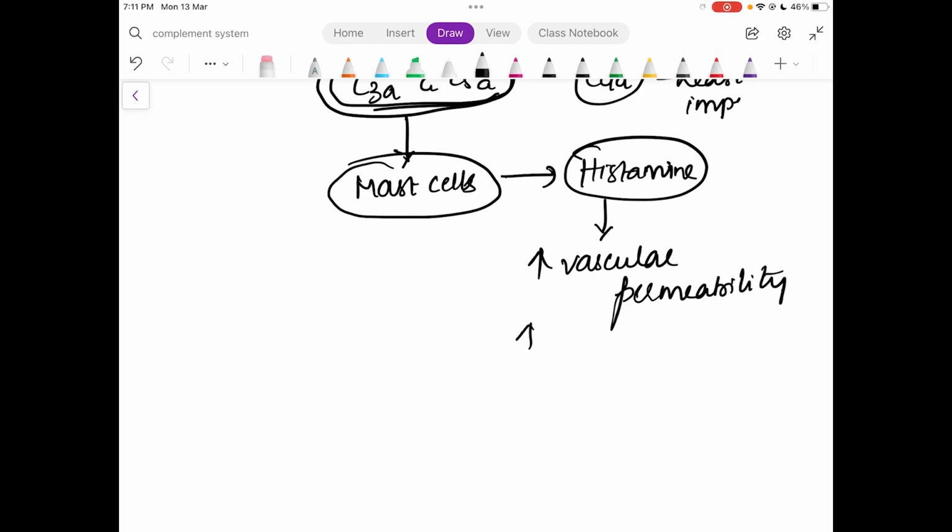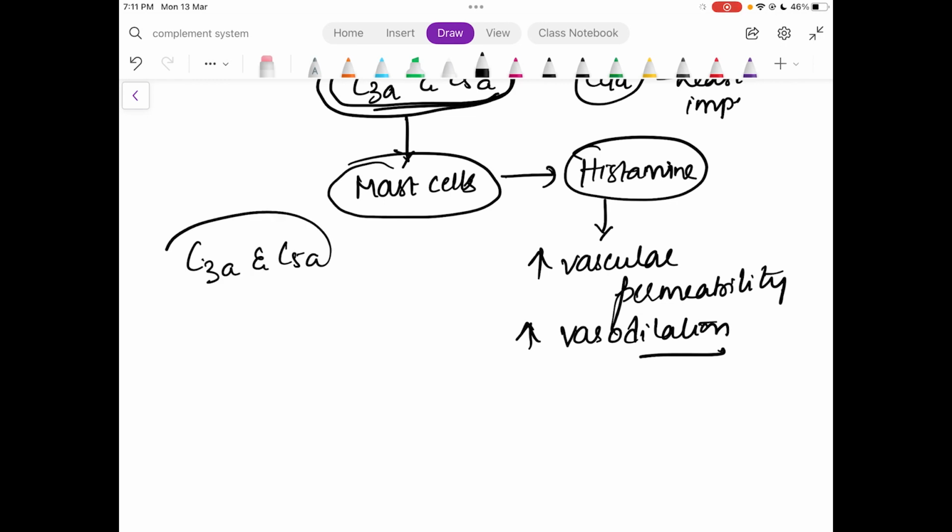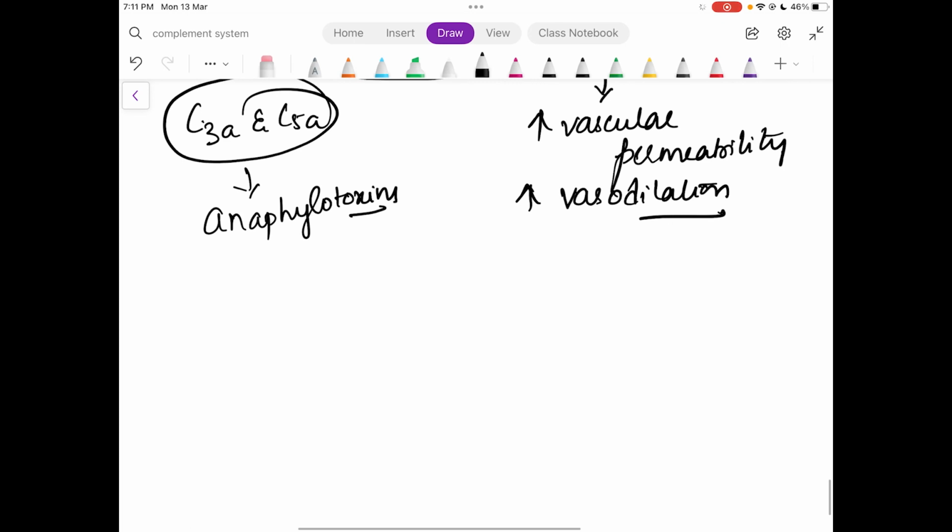How will they increase vascular permeability? By vasodilation. This is how they'll invoke an inflammatory response. And what is the function of C3A and C5A? They act as anaphylotoxins.